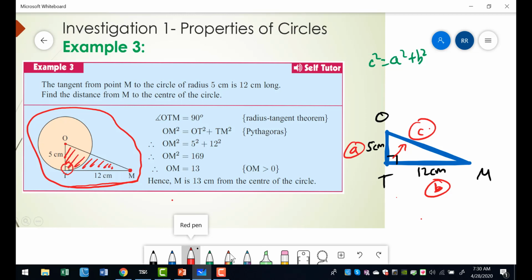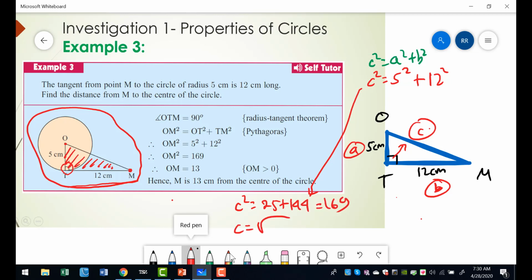It's the OM. And then c squared will be equal to a, which is 5, so it's 5 squared plus b squared, so it's 12 squared. c squared equals 25 plus 144, which equals 169. So c is equal to the square root of 169. It will be 13 centimeters. So the length of OM will be equal to c, which is equal to 13 centimeters.